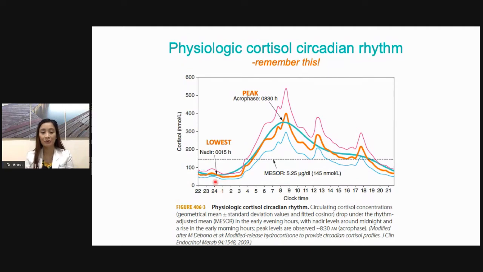So if there are any disruptions in your circadian rhythm, it can also disrupt the cortisol circadian rhythm as well. So remember, the peak is between 8 to 10 a.m. and the nadir, or the lowest levels, happens at around 12 midnight. Okay?